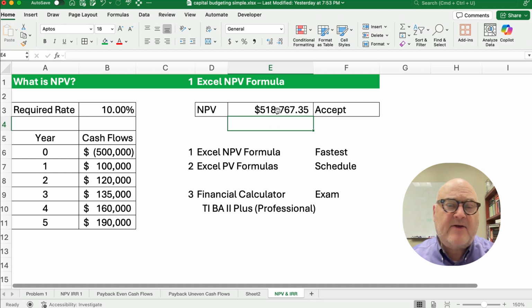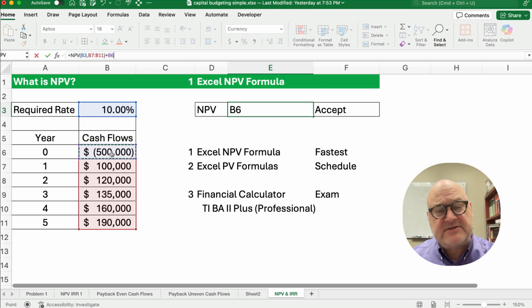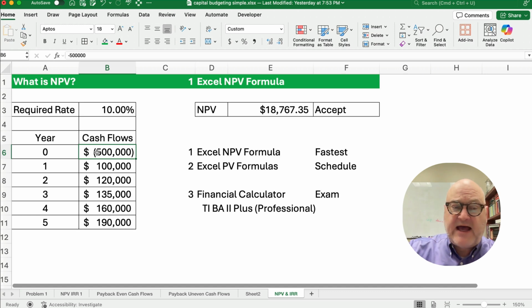And to net it out, we're going to have to subtract out the 500,000. Now, of course, I'm adding because it's already a negative number, so adding the negative is the same thing as subtracting. So that is a net present value of $18,767.